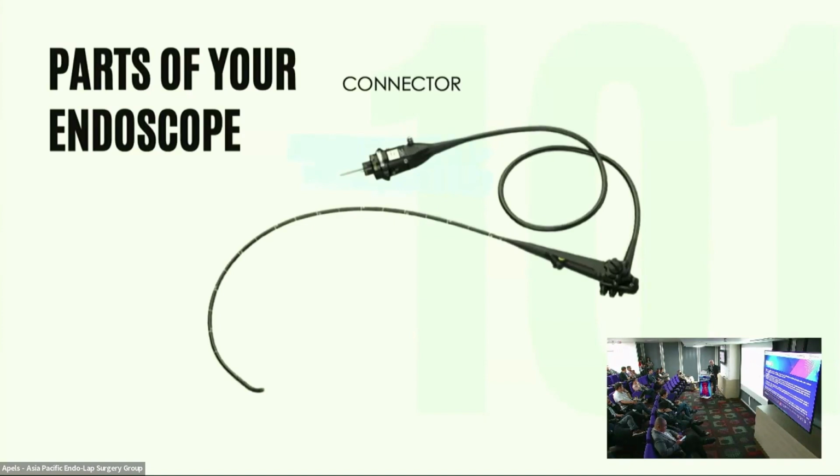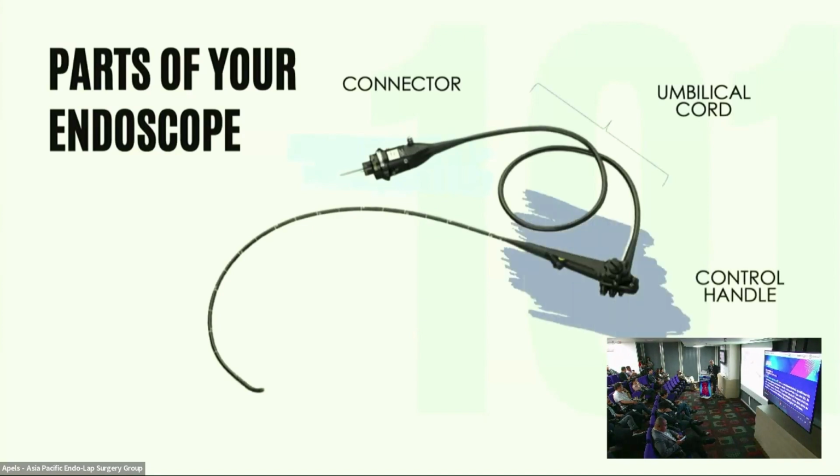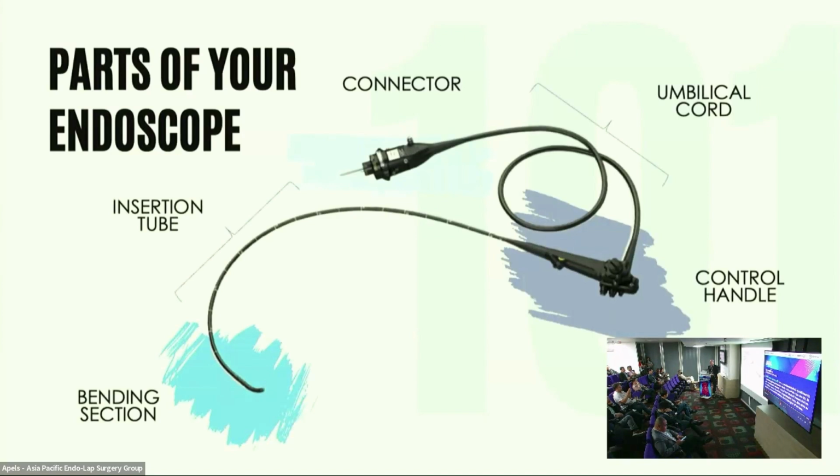So the scope is divided into a connector, an umbilical cord, a control handle, the insertion tube, and the bending section.